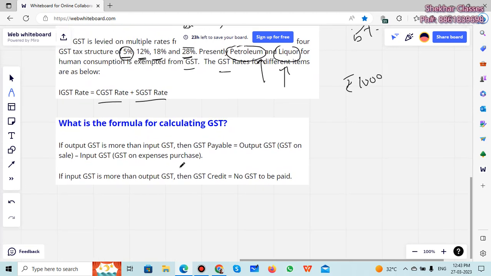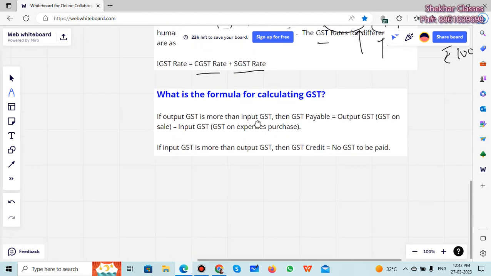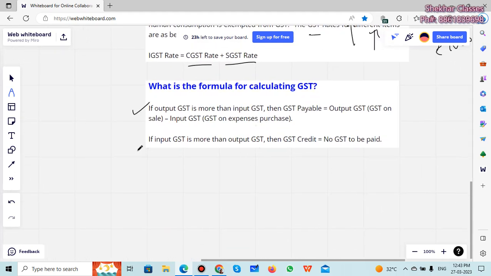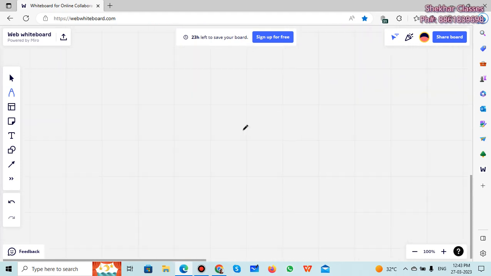Now, you will be coming across the formula there, and it says if output GST is more than the input GST, then GST payable is equal to output GST, the GST on the sale, minus input GST on the expenses, the purchasing. Okay, you may not be able to understand, but the formula you will have to write it. Make a note of it, but I'll explain to you how it happened.